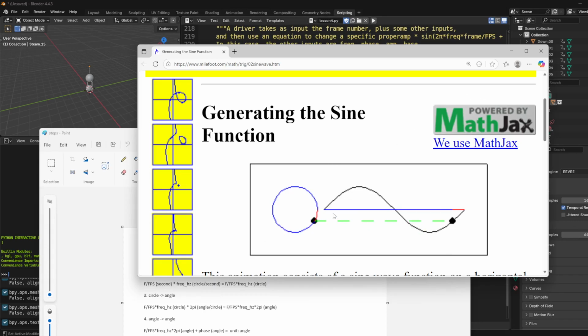On the x-axis we have 0.5 pi, pi, 1.5 pi, 2 pi. So we have 2 pi over here. So, circle times 2 pi.